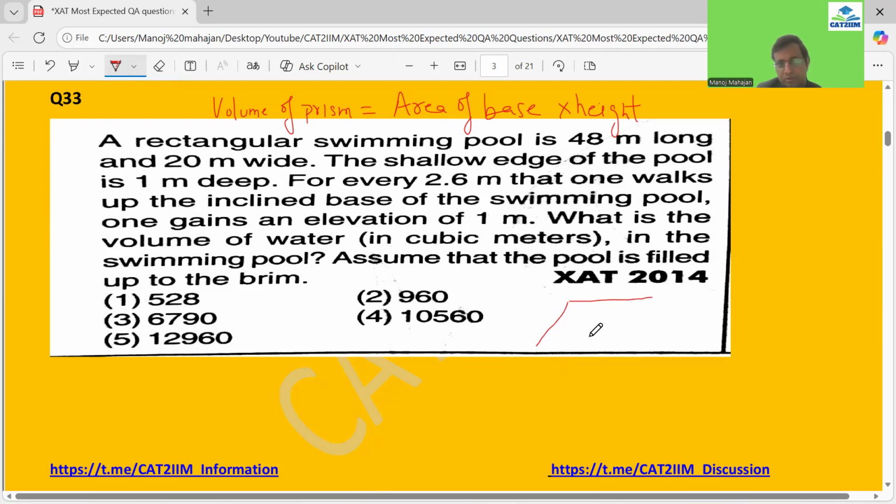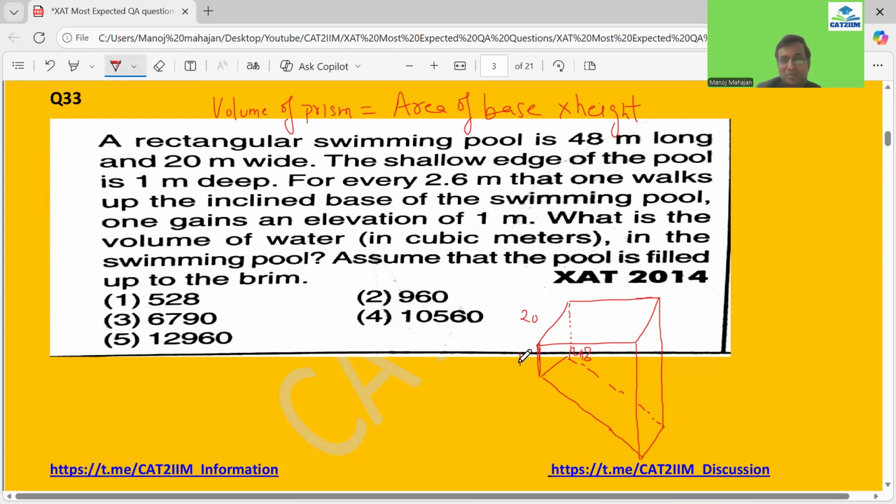Okay, let me draw it like this so I have a more clear picture of what we are doing. So this is 20, this is 48, this is your 1 meter. Now it's difficult to make the figure in the exam hall for sure, right? So this is something which they are looking at to draw. It won't be easy for sure in the exam hall. So just try to understand the figure we are actually drawing over here.